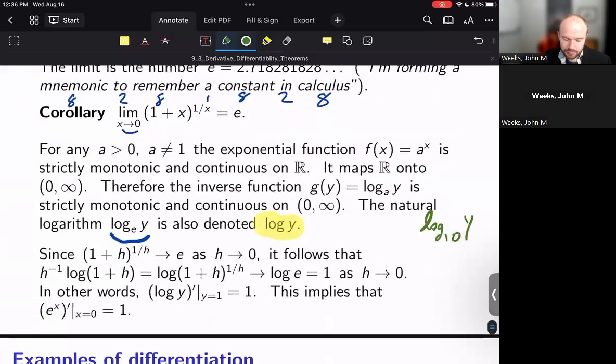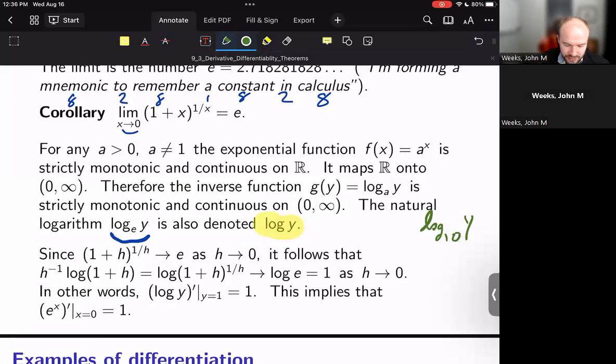Well, what happens when I go through and try and take some derivatives here for these functions? Well, we know (1 + h)^(1/h) approaches e, thanks to this corollary. If I go through and take some logarithms of everything here, then I can do some of those neat tricks that I know logarithms have. I can bring 1 over h down and have it be multiplied out right here, h inverse.